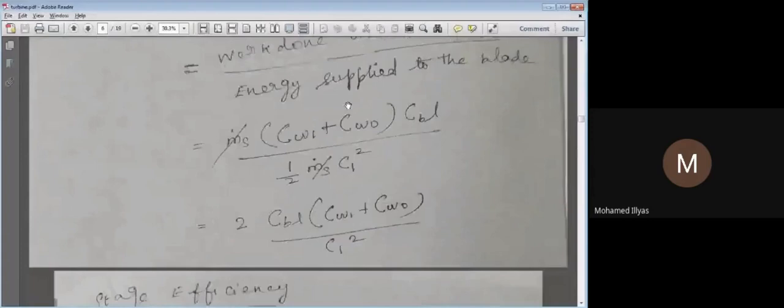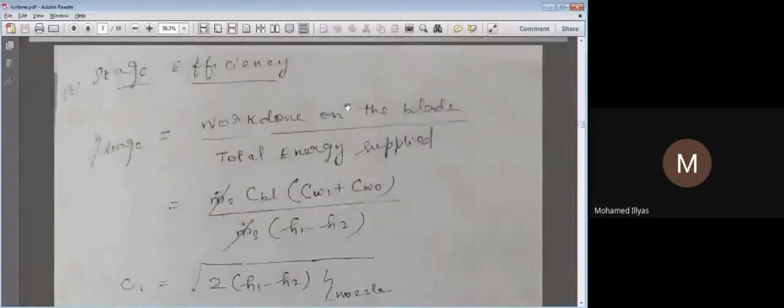Now coming to the next one, stage efficiency. Stage means we have seen that our turbine will not have just one stage; it will have a number of stages. In each stage we can calculate the efficiency, so that we can understand in which stage the efficiency is lagging and in which stage we are getting higher efficiency. For that, the stage efficiency is again output by input, where the output is the work done on the blade at each stage.